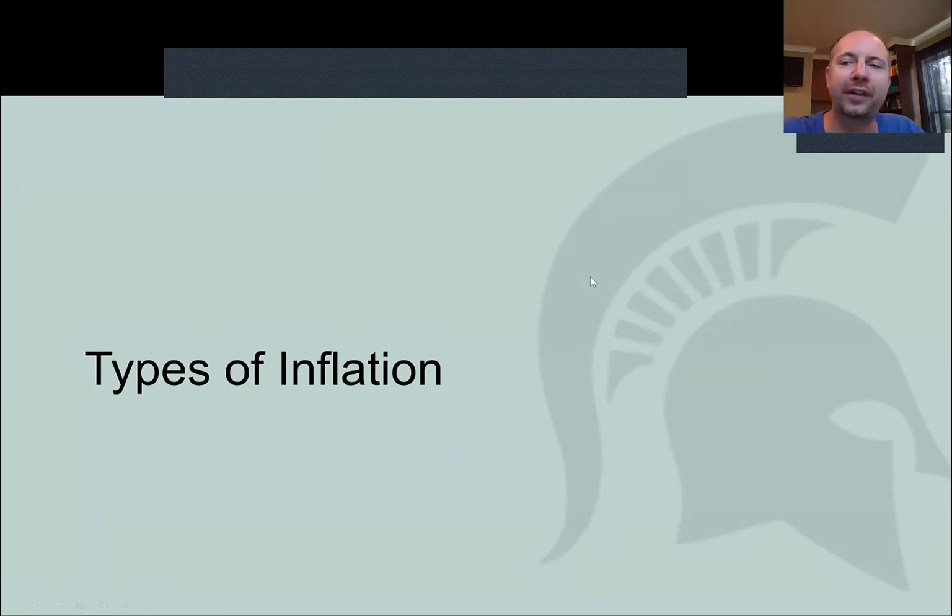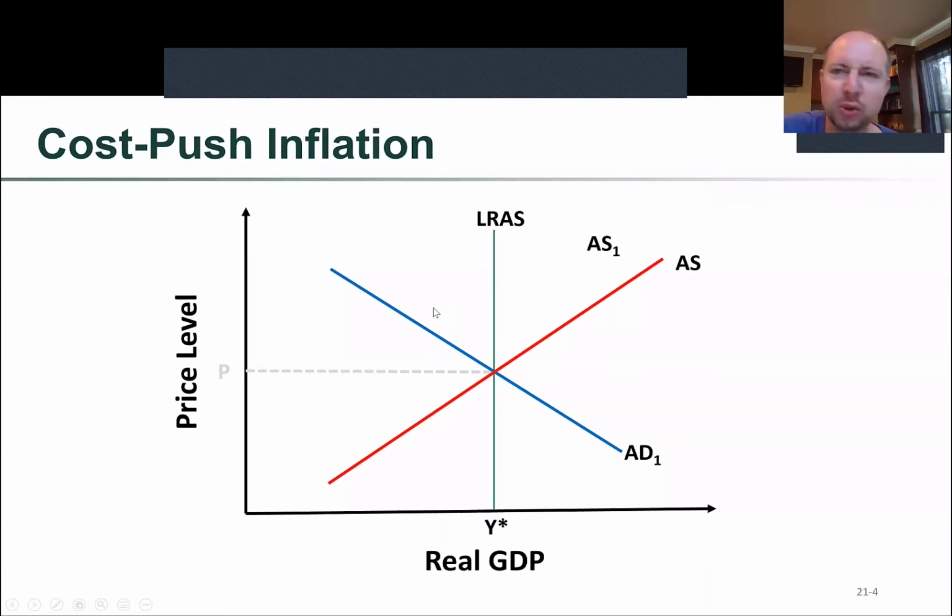So we're going to think about inflation, and types of inflation. One thing you might remember is we've talked about inflation as being a general rise in prices. But there are actually different types of inflation, different causes of inflation, and we'll see that they have different effects. The first one we're going to discuss is what we call cost push inflation. Cost push inflation occurs when costs increase, and that leads to a decrease in supply.